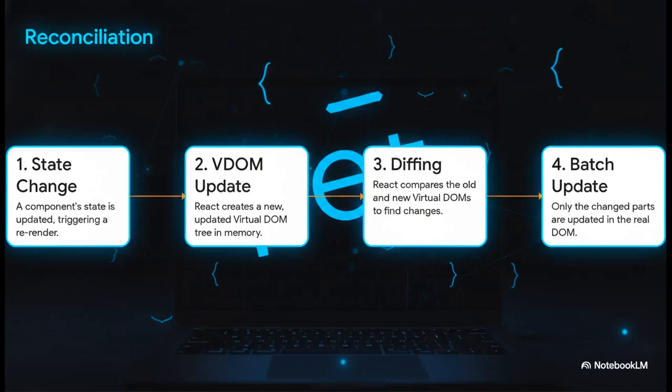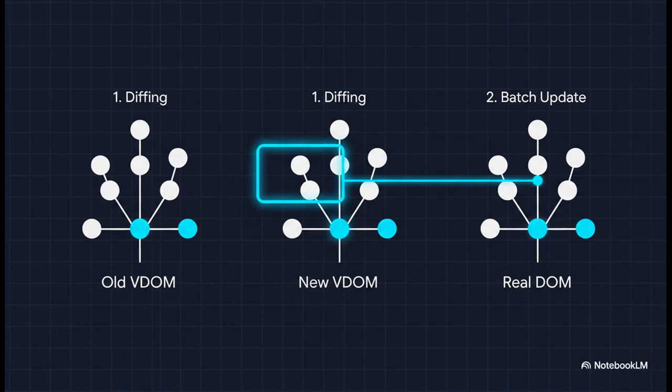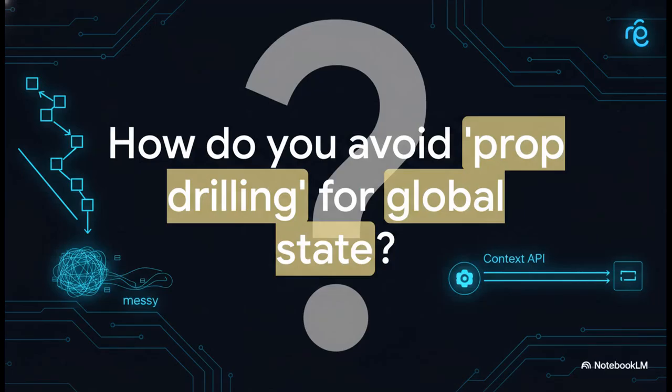Nailing the VDOM question often leads to a follow-up about how you handle things when your app gets huge. Because as it grows, you're going to run into this annoying problem called prop drilling. So what is prop drilling? It's exactly what it sounds like. You're drilling a prop down through component after component that don't even need it, just to get it to a child way down the tree. It gets messy fast. The first tool you should reach for is React's built-in context API. But for the really big, complex apps, that's when you'd start talking about dedicated state management libraries like Redux or Zustand.